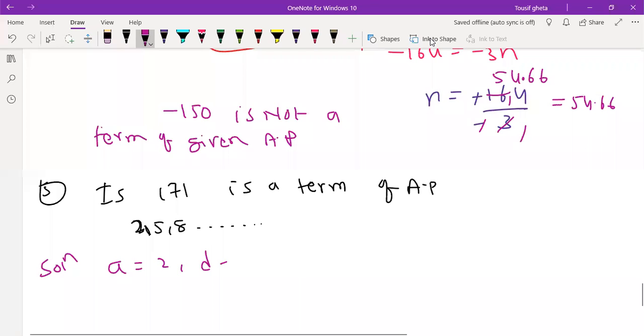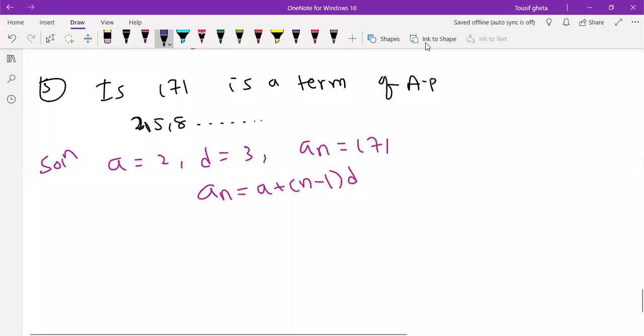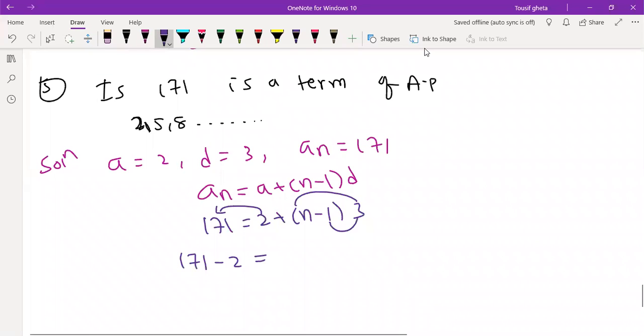Kishore, right answer. N minus 1 and D is 3. Okay, you try, Rekha, but you try. Three into n, 3n, 3 ones are 3.